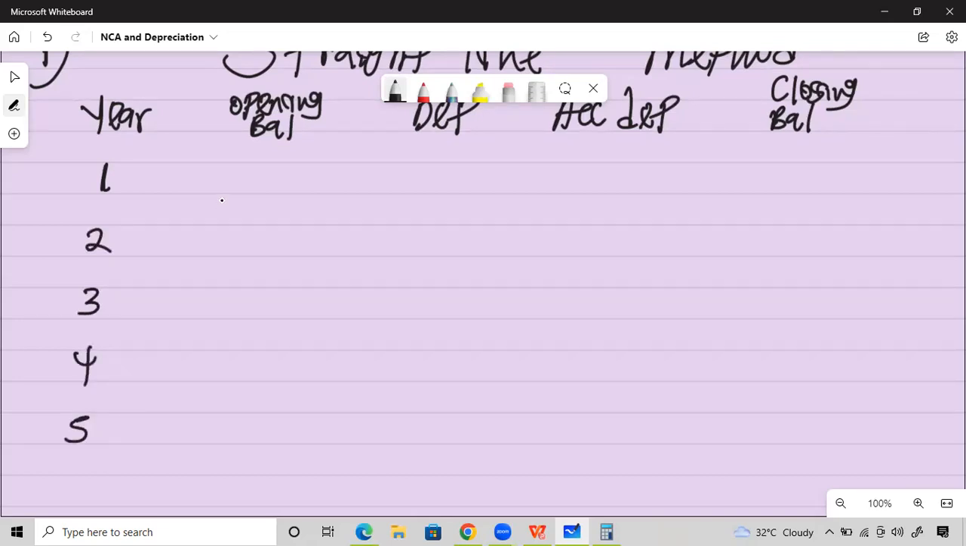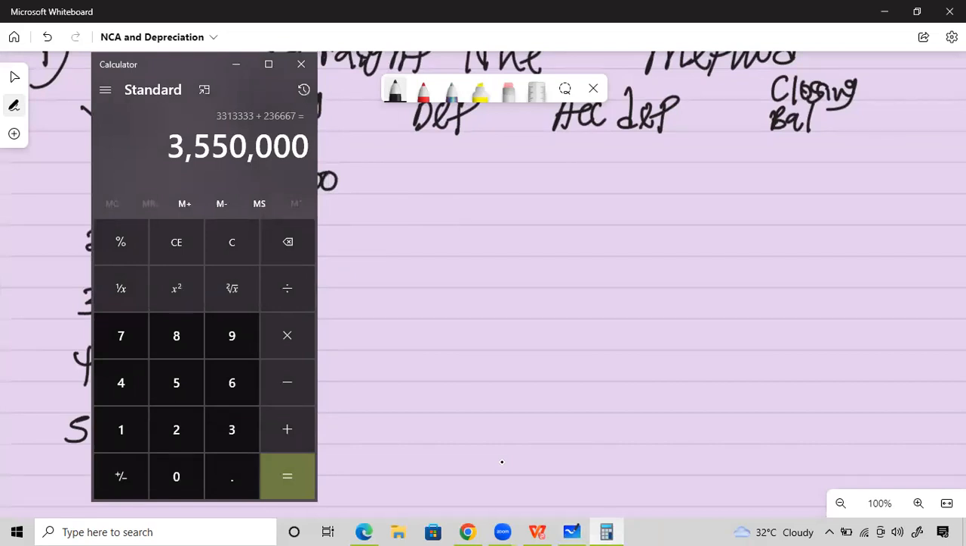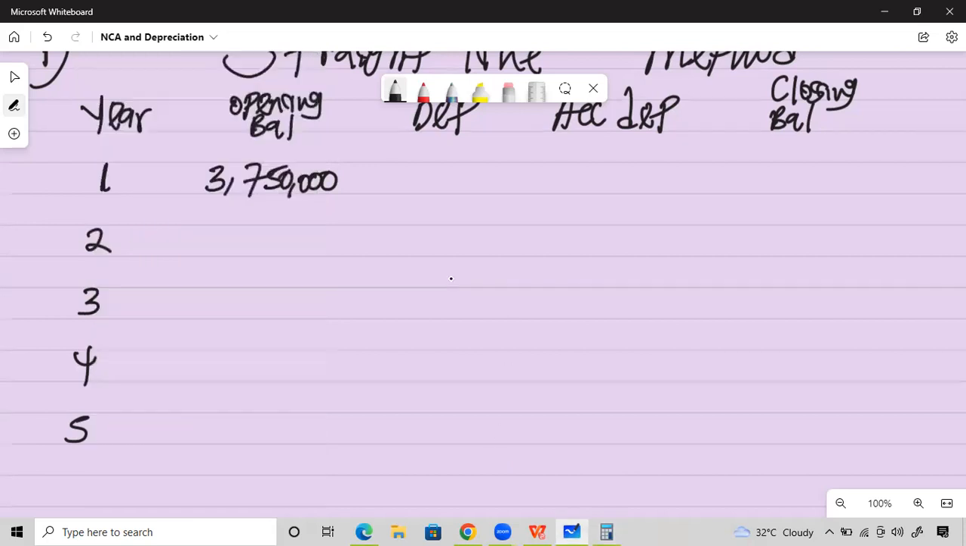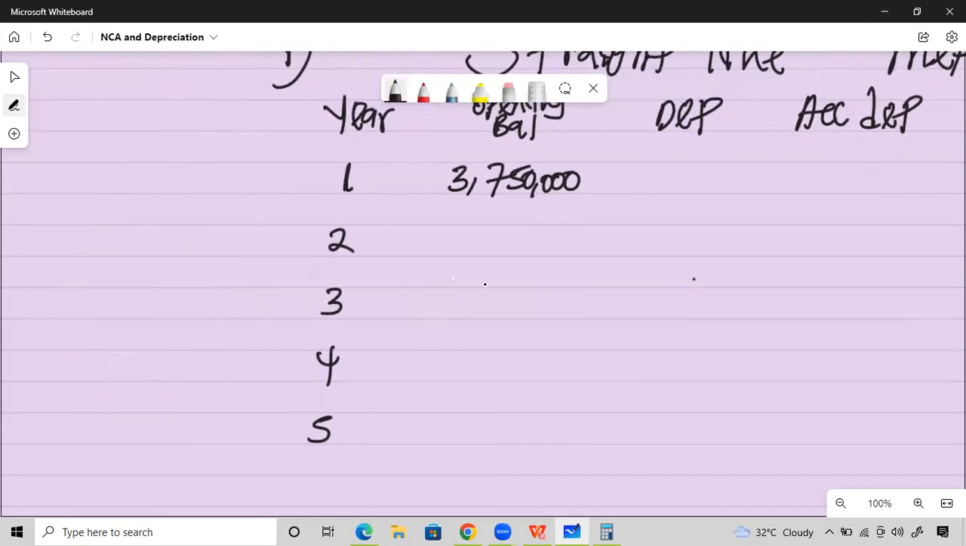The cost of the asset is 3,750,000. And since we are using straight line, I can just say this amount divided by, sorry, it's 5 years. Divided by 5 years. That means I'm going to have 710 as the yearly depreciation. This is how we get the 710.